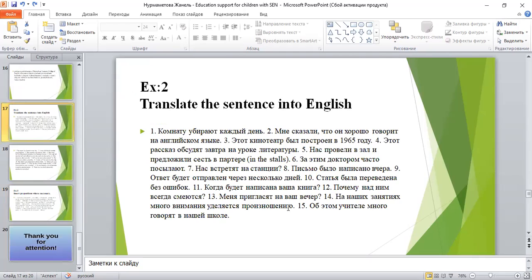Okay, this is your homework. Exercise number 2: translate the sentences into English. Here the Russian equivalent is given, and you will translate them into English. This exercise relates to our topic about special educational needs.